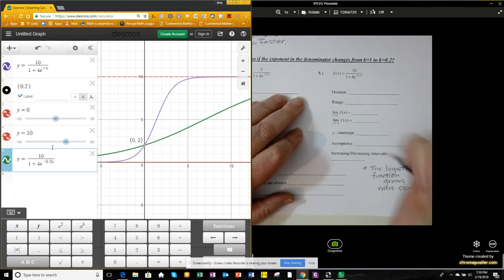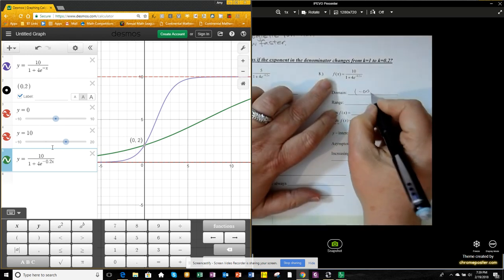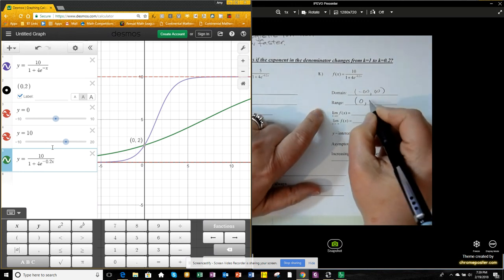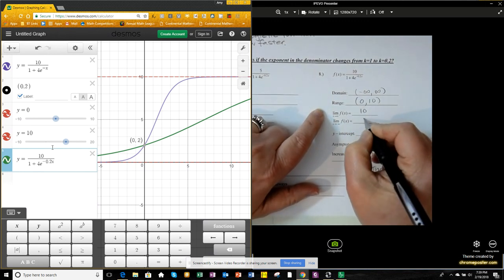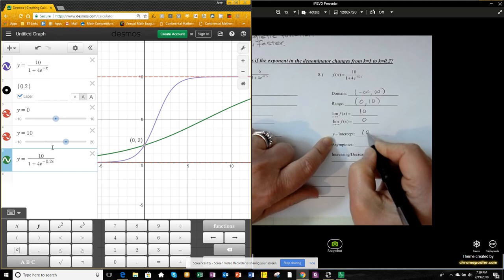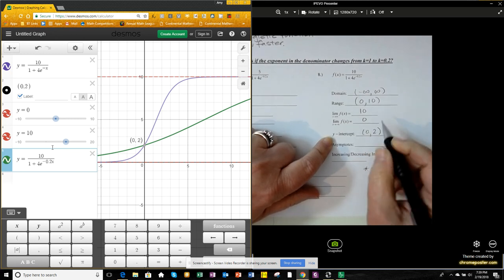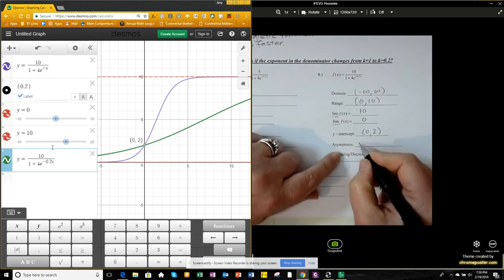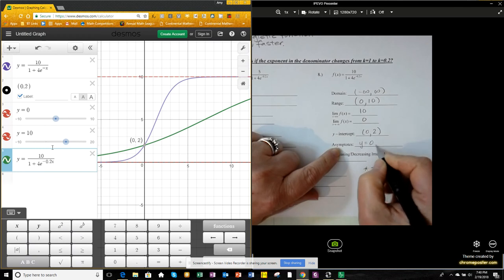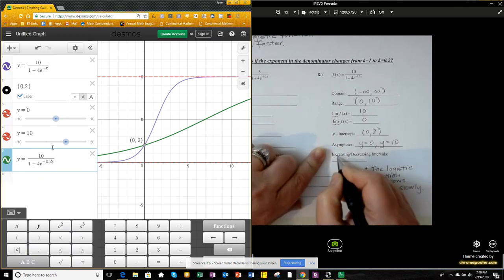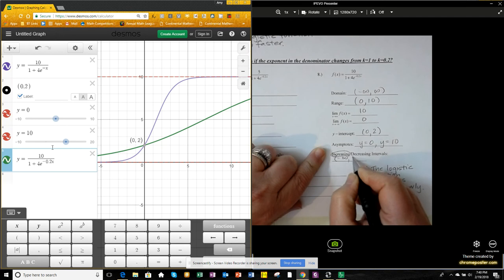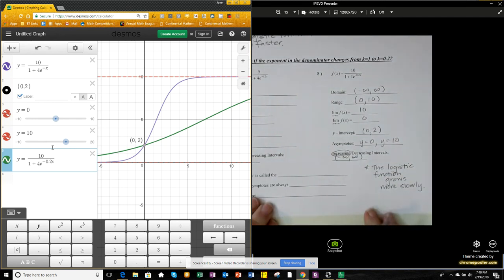Okay? So the domain is still negative infinity to infinity. The range is 0 to 10. The end behavior limits are 10 and 0. The y-intercept is still 0, 2. They go through the same y-intercept. The asymptotes are still y equals 0, y equals 10. And the function is still increasing from negative infinity to infinity.